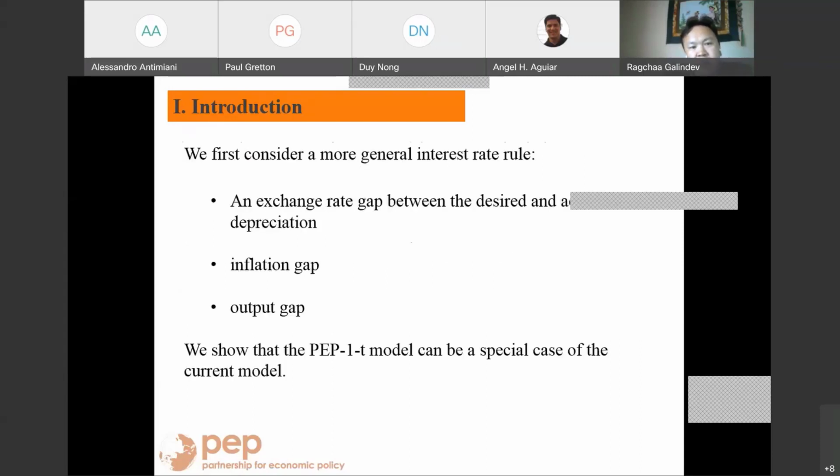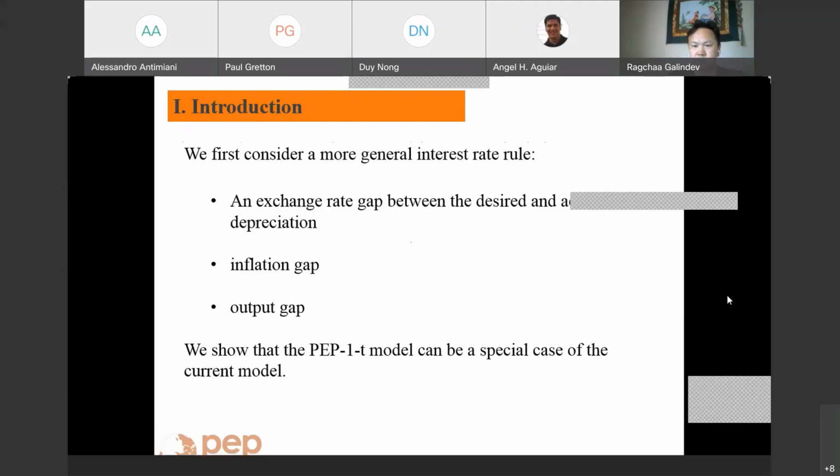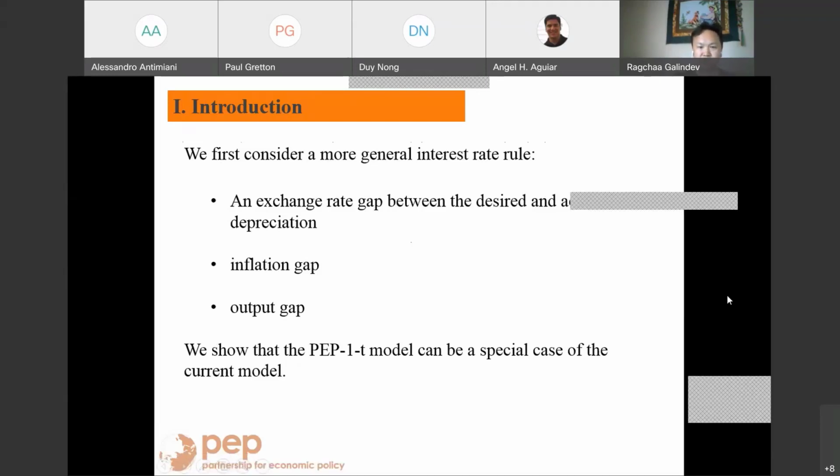First, we are going to consider a more general interest rate rule. In addition to the inflation gap and output gap, we have the exchange rate gap between desired and actual depreciation of the exchange rate. Then we are going to show that the PEP standard model is actually a special case of the current monetary model.